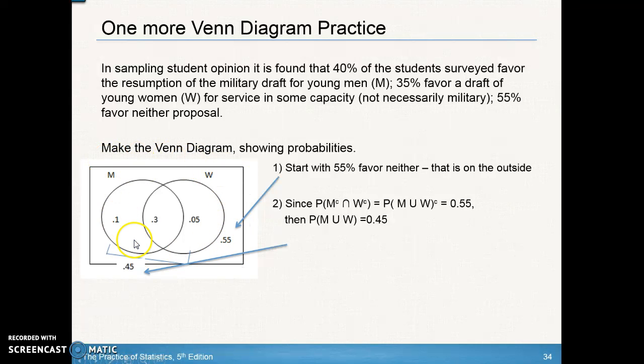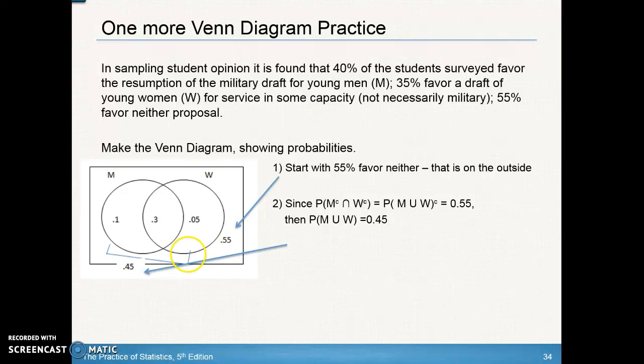Therefore, if everything inside of my Venn diagram has to add up to 100%, I know that within these 2, it has to be 45%. So basically, no men or women being drafted is 55%. Men or women being drafted is the 45%. So you can have men or women plus none. That gives me my 100%. Okay, so now I know that this whole thing right here has to add up to 45%.